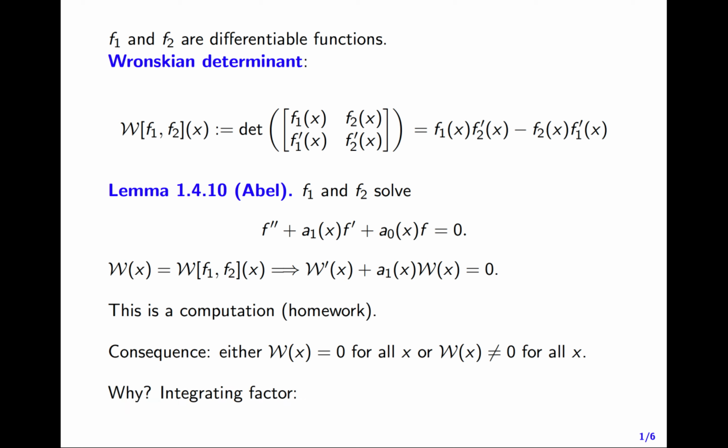Well, we can use the integrating factor method here. Indeed, the equation that W satisfies, W prime of x plus a1 of x W of x equals 0, is first order linear homogeneous. It's an equation we saw deriving the integrating factor. And this equation forces W to have the form W of x is equal to a constant c times e to the capital A1 of x, where capital A1 is an antiderivative of little a1. That is, capital A1 prime of x is equal to little a1 of x.